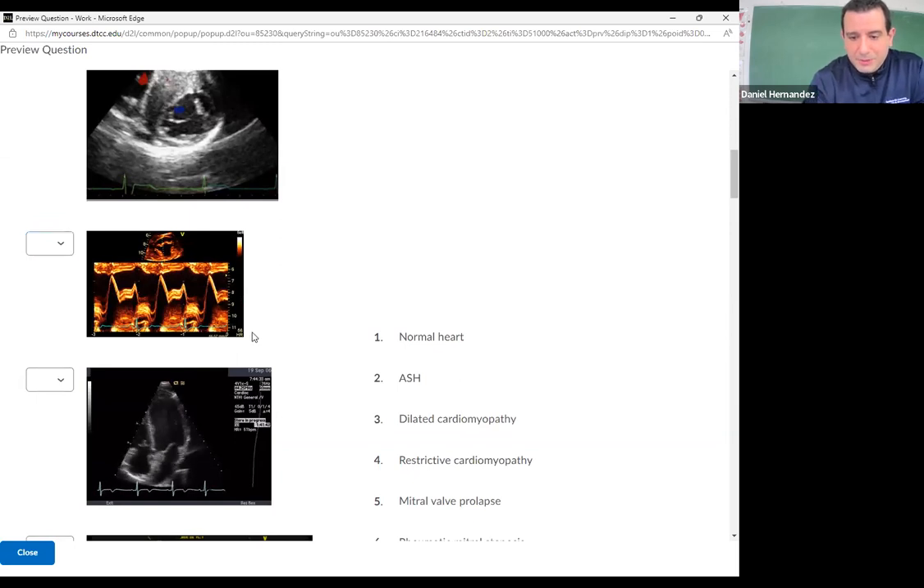And also something you should remember too, that mitral valve prolapse may or may not be associated with regurgitation. So there may not necessarily be regurgitation with these patients.